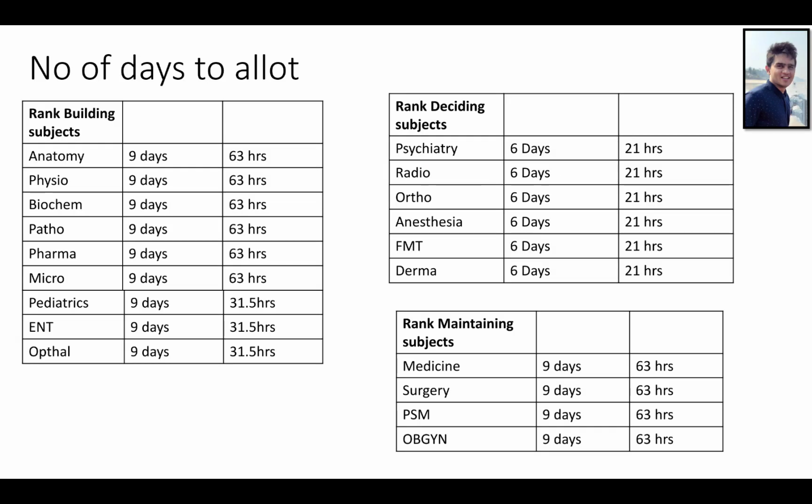Now this will make sense. For anatomy and these subjects we are giving 7 hours daily, so that is 63 hours. For pediatrics, ENT and ophthal, we are going to spend 3.5 hours daily, so that will make around 31.5 hours for each. For short subjects also we are giving 3.5 hours daily, so that makes 21 hours for each subject.